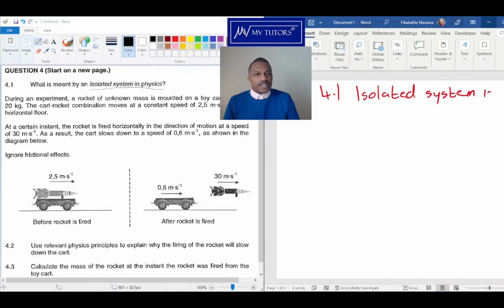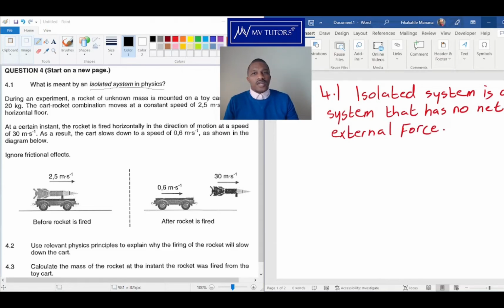An isolated system is a system that has no net external force. It has no net external force, meaning the net external force is 0. But what it also means is that energy is conserved.